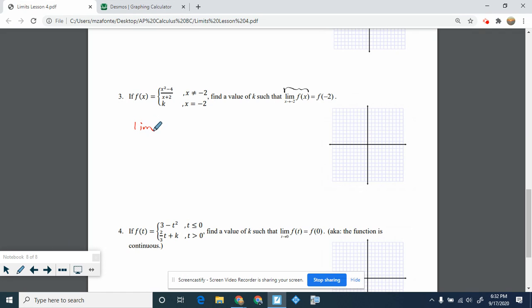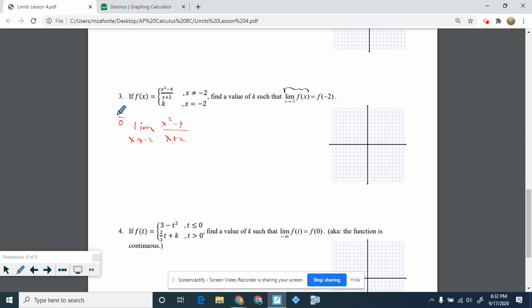Let's do the limit of, and instead of f of x, I'm going to write the piece that I want to use. I want to do the limit of x squared minus 4 over x plus 2 as x goes to -2. So, all right, let's do that limit. You learned this the other day, right? First thing you try in a limit problem is direct substitution. Chuck -2 in here. -2 squared is 4, minus 4 is 0. -2 plus 2 is 0. Oh, look at that.